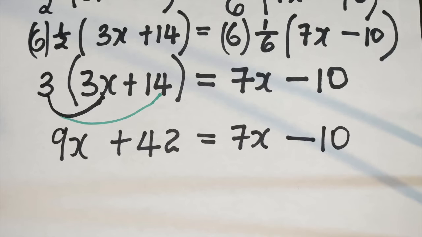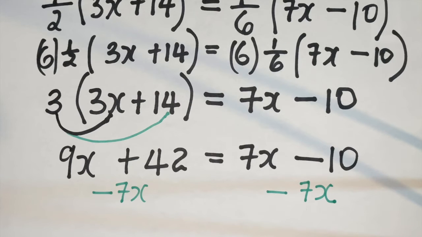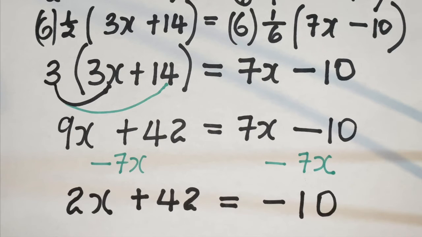The next step for this equation, 9x plus 42 equals 7x minus 10, is to subtract 7x from both sides. The reason we're subtracting 7x is because it was positive before, and we're using inverse operations, so the opposite of adding is subtracting. So 9x minus 7x is 2x, and 7x minus 7x is 0. So our new equation is 2x plus 42 equals negative 10.